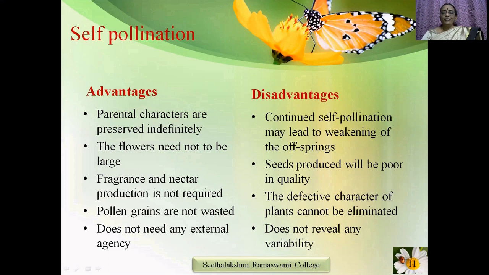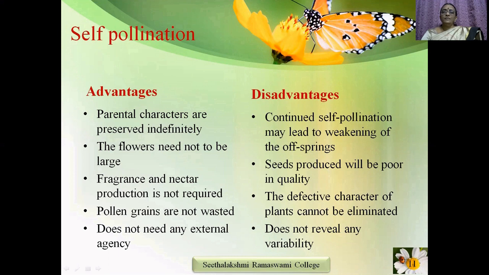So here is the list of advantages and disadvantages of self-pollination. In self-pollination, the parental characters are preserved indefinitely. The flowers need not be too large. The production of fragrance and nectar is not at all required, the pollen grains are not wasted, and self-pollination does not need any external agency. These are some of the advantages, whereas self-pollination also has some disadvantages.